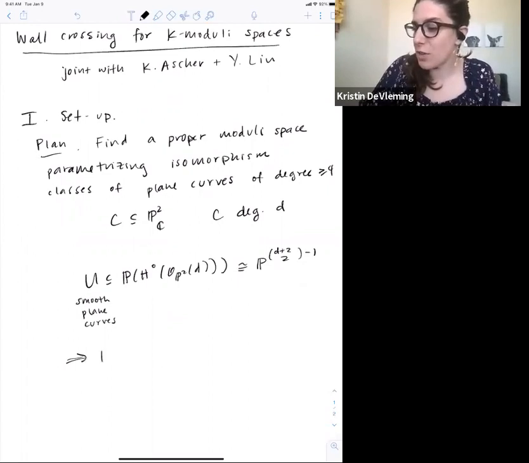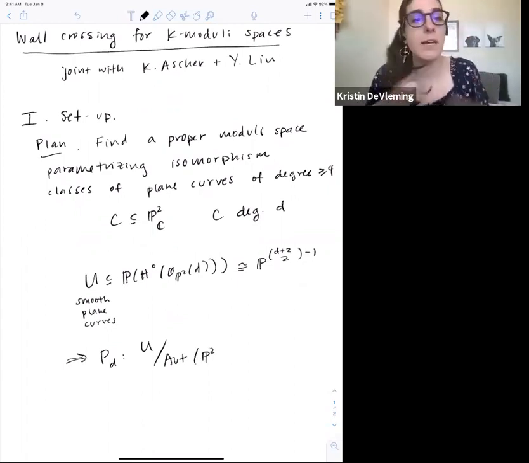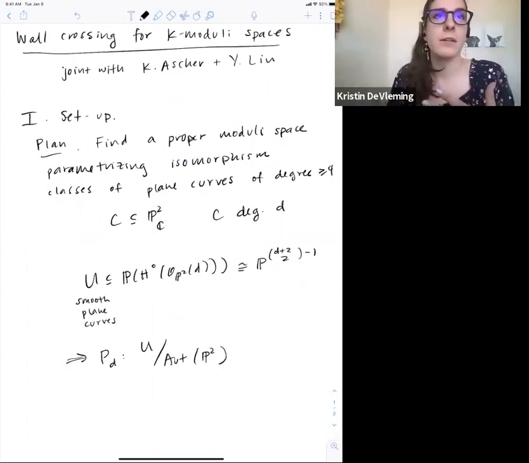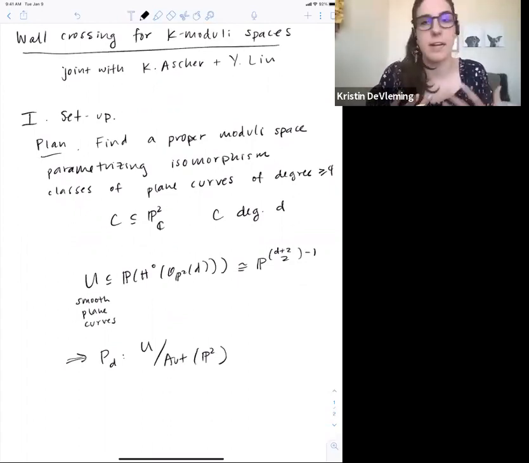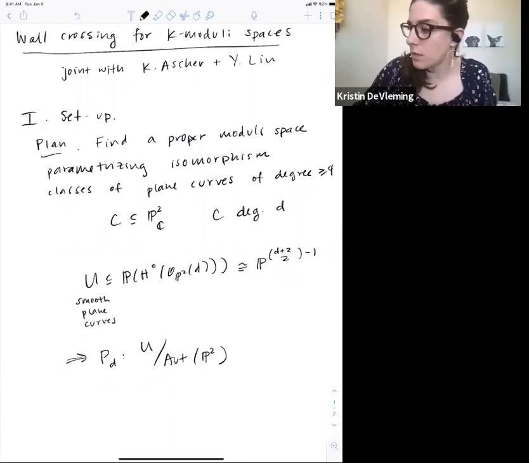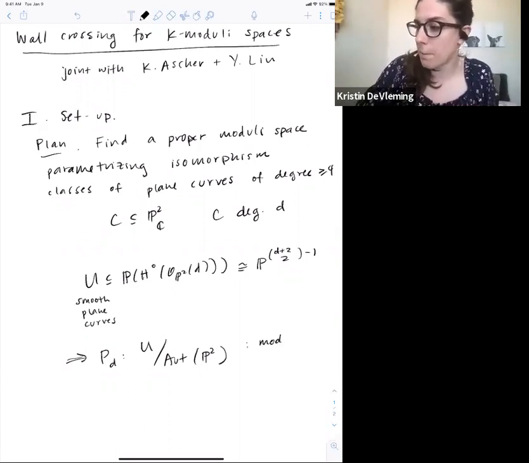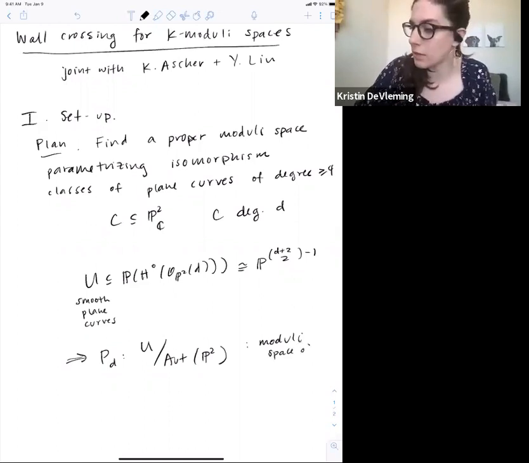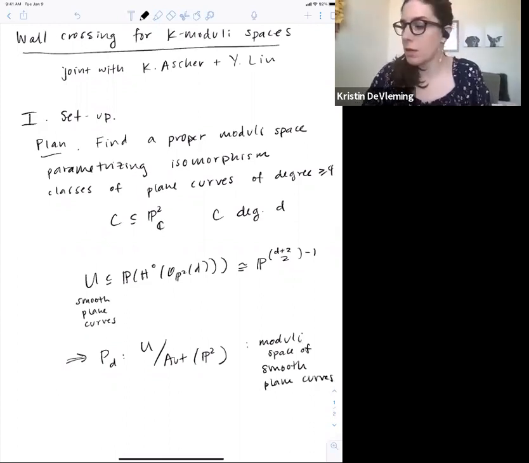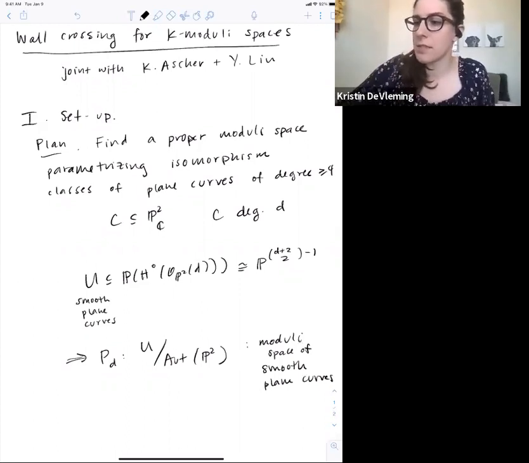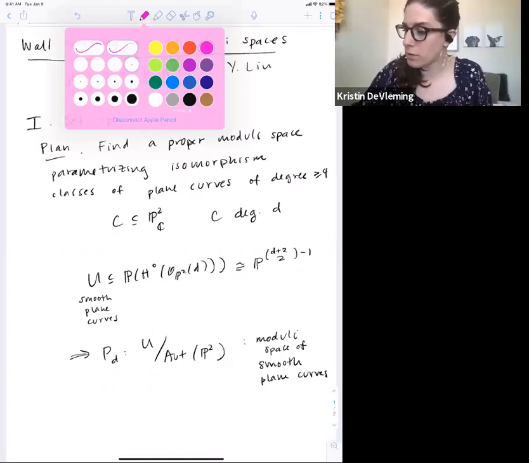But we can take the locus of smooth plane curves and quotient out by the automorphism group of P2. Because the degree is at least 4, every isomorphism of these plane curves is in fact coming from an automorphism of projective space. And this is then a parameter space. We've quotiented out by isomorphism, so it becomes our moduli space of smooth plane curves up to isomorphism.